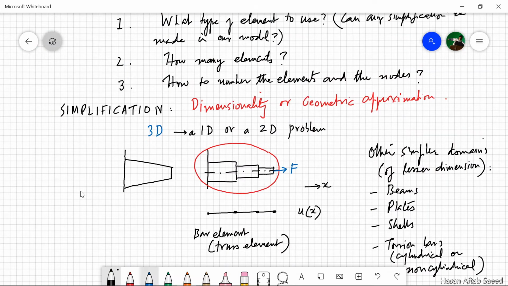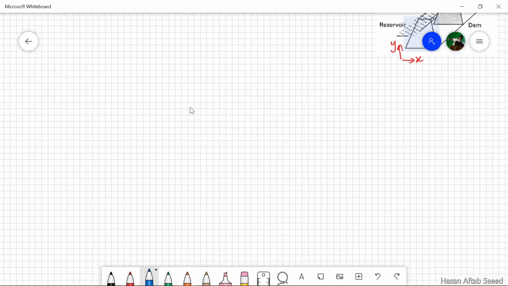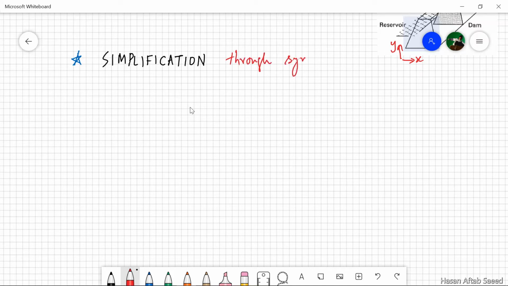Now this simplification was regarding dimensionality or geometric approximation. Now there's another avenue of simplification, and that is simplification through symmetry. Now there are at least 3 types of symmetries, and let's take them up one by one.